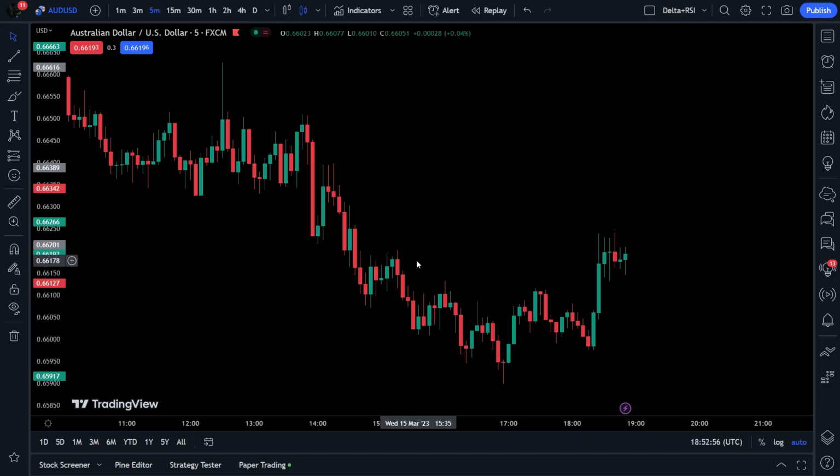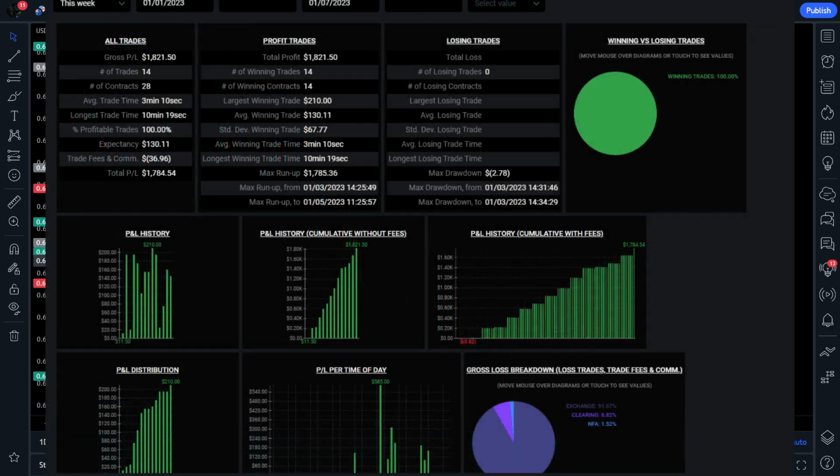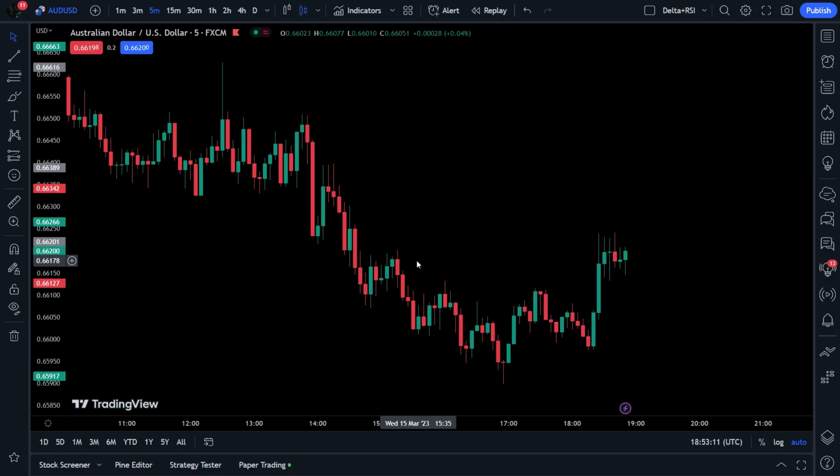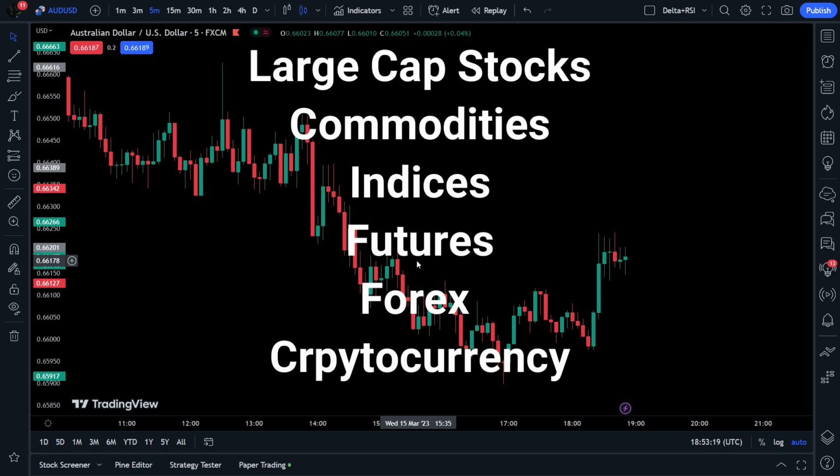Today we are going to be looking through another profitable trading strategy on the site tradingview.com. I want to clarify that I personally use this strategy myself quite frequently. I first came up with this strategy over a year ago and I use it for my Forex trades. This strategy consists of two free indicators and can be used on any product with high volume. This includes large cap stocks, commodities, indices, futures, Forex, and crypto.